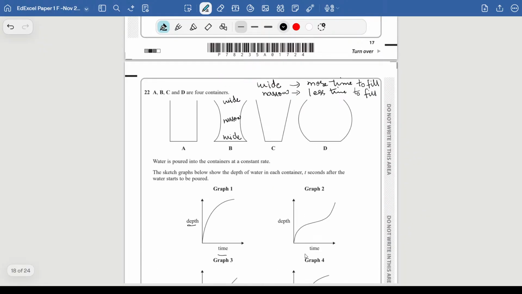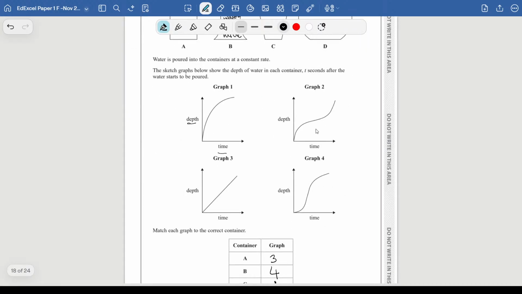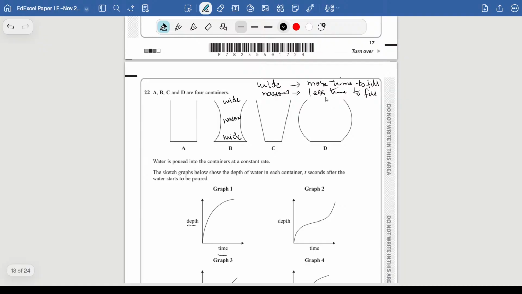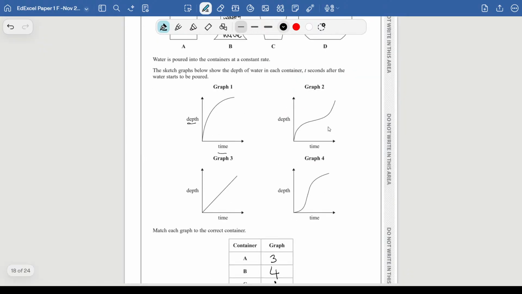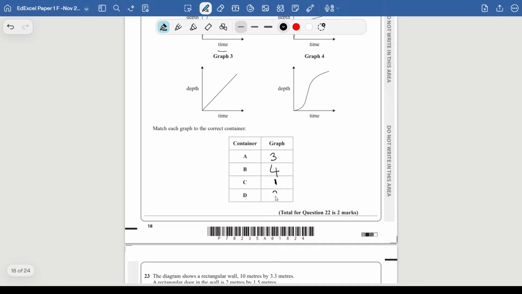You can just write in there or you can see what happens here. The container in here, the bottom is slightly narrow and then it becomes wide and then narrow at the top. So it's like the opposite of graph 4. So first the time is lesser and then it gets larger and then it's getting a little small, like for narrow it's lesser time. So it's graph 2 here.